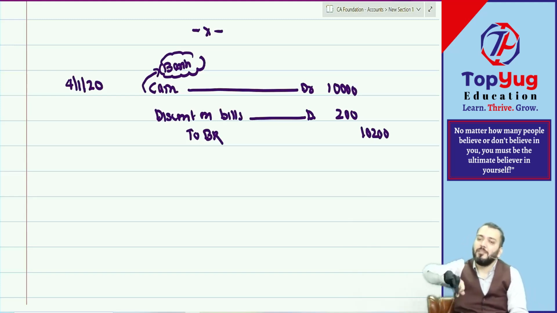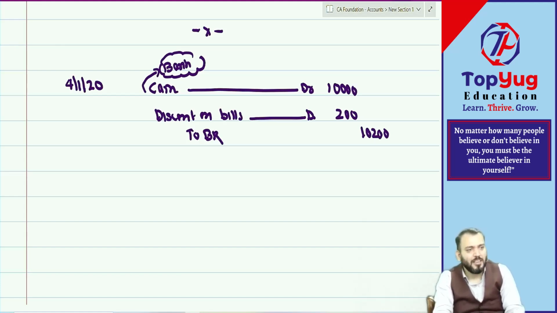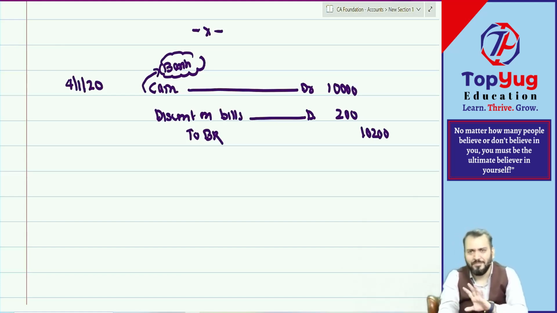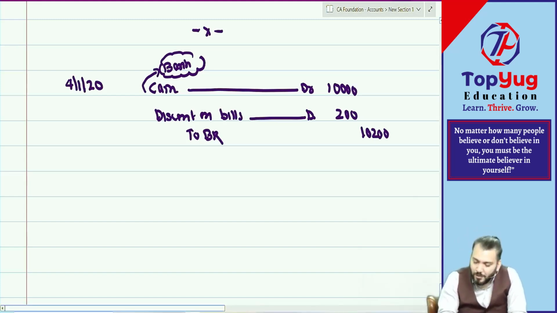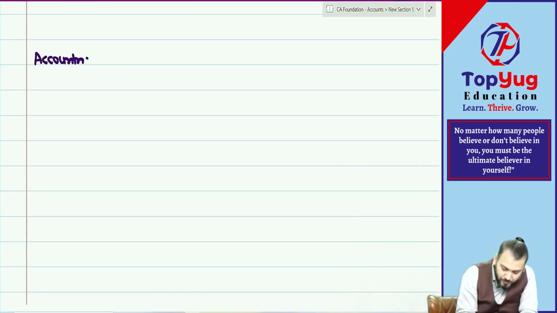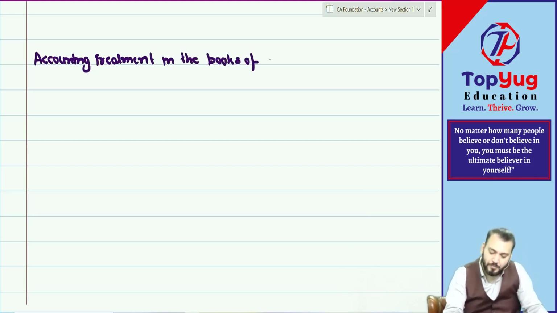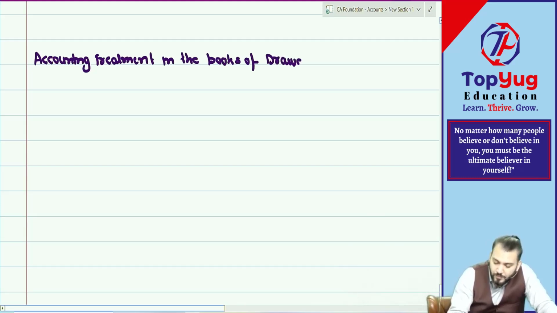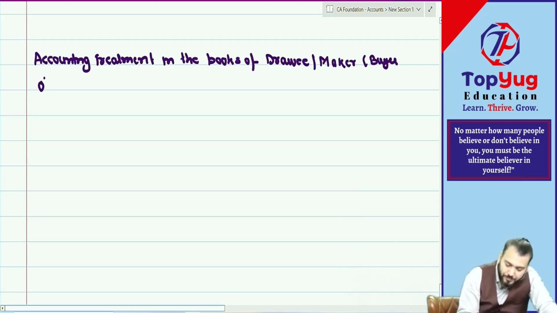Now because we have done in the books of Ram, now let us come to in the books of Sita. Sita कर लें? Correct? Sita will be easy. Means in the books of drawee. Write down. Accounting treatment in the books of what? Drawee or maker. Means can I say buyer of goods? Buyer of goods, na? Correct.